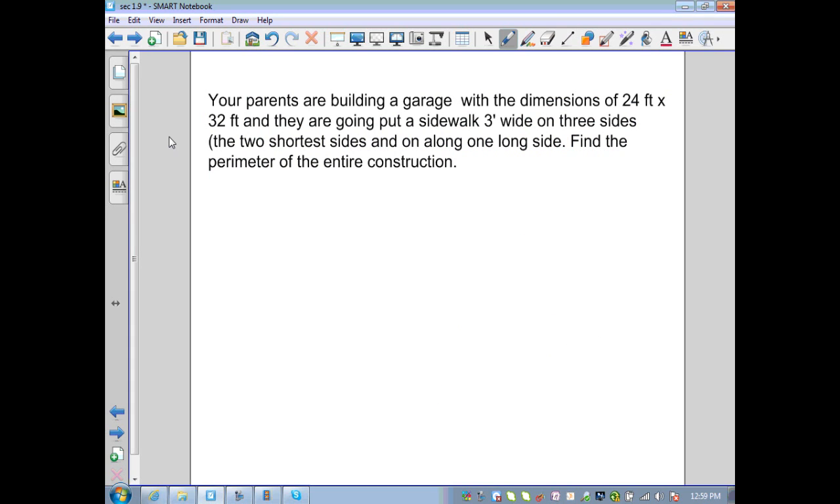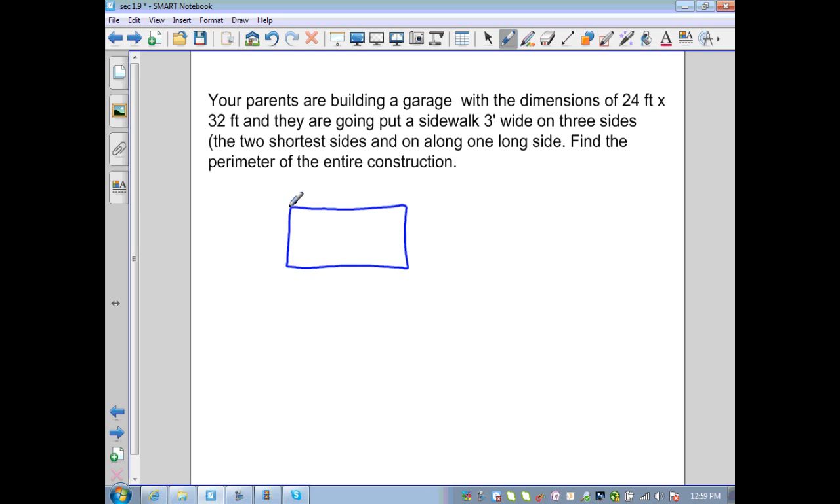Here, your parents are building a garage with the dimensions of 24 feet by 32 feet, and are going to put a sidewalk 3 feet wide on 3 sides: the 2 shortest sides and 1 along the longest side. Find the perimeter of the entire construction. Let's construct this figure.